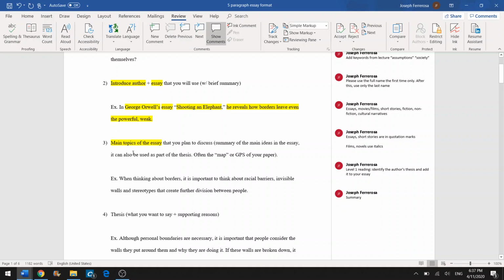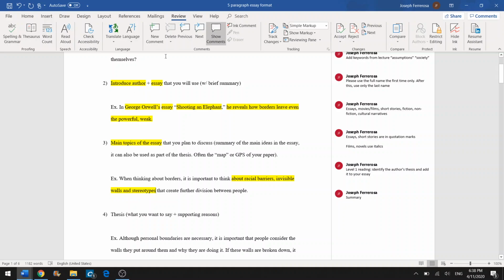Notice that it's main topics. So in longer papers, main topics may only be 3 to 4 main ideas, but you might have 5 or 6 body paragraphs, right? So it's not every single body paragraph. I'm going to say that again. It doesn't have to be every body paragraph, just the very central focus ideas. In this essay, for example, I'm talking about 3 things: racial barriers, invisible walls, and stereotypes. 3 things.